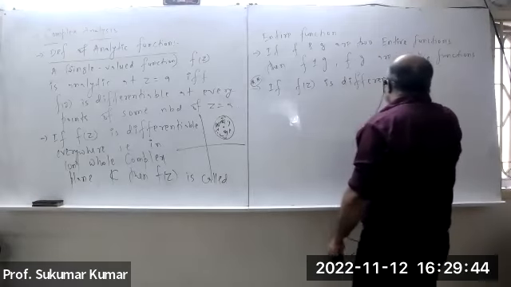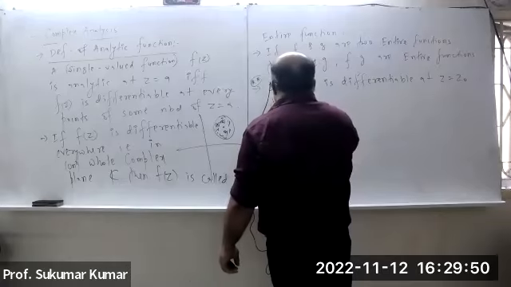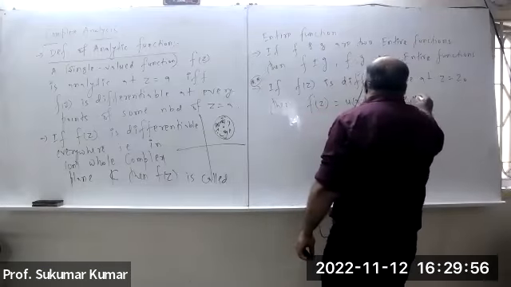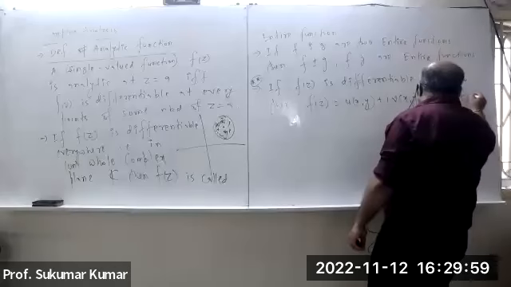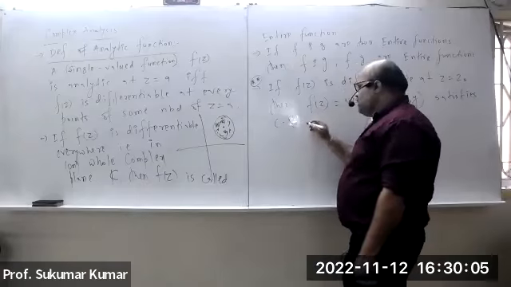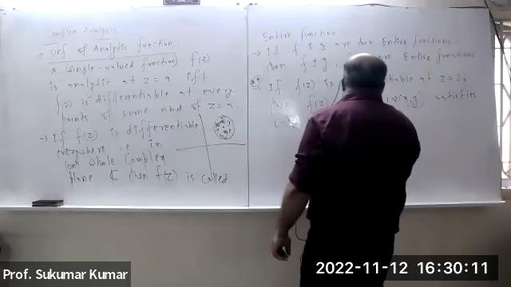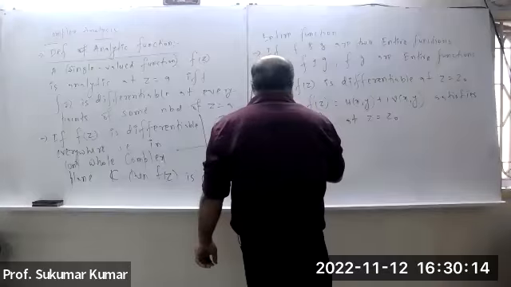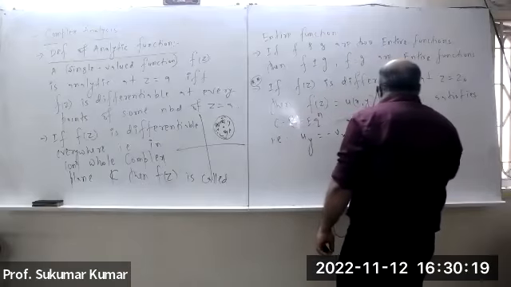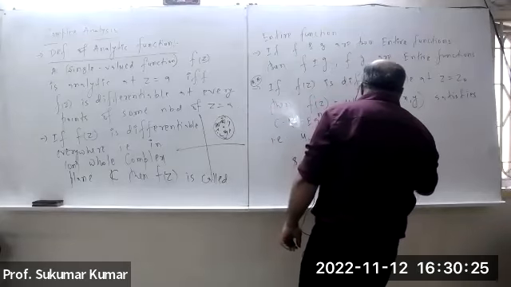So if the function f of z is differentiable at z equal to z naught, then f of z equal to u of x y plus i v of x y satisfies the CR, Cauchy-Riemann equation at z equal to z naught: uy equal to minus vx at x naught, y naught, and ux is equal to vy at x naught, y naught.